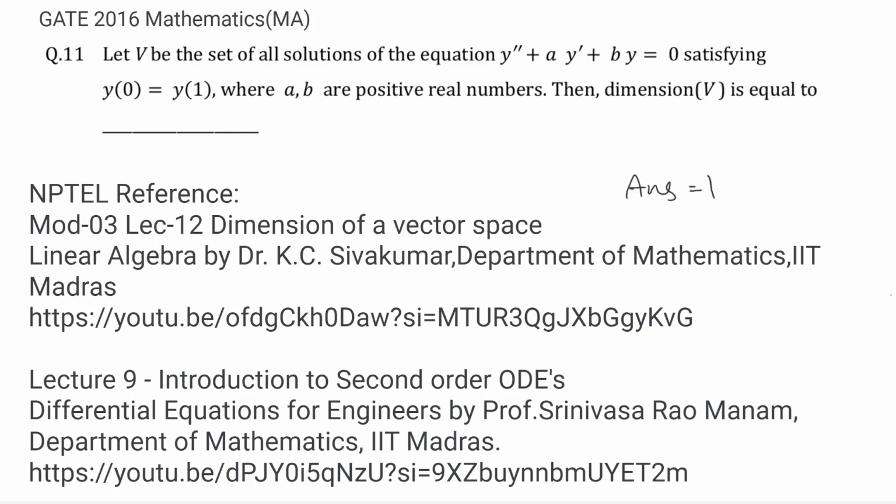This is due to mainly this condition. If we have some other condition in place of this, we can get the dimension of V as something else. But the maximum dimension of V should be 2 only. Yes, it is a second order differential equation. But in this case, if y of 0 equal to y of 1, then the dimension of V is 1.